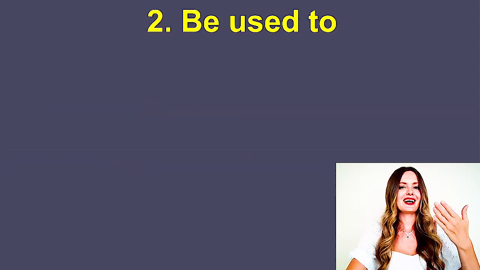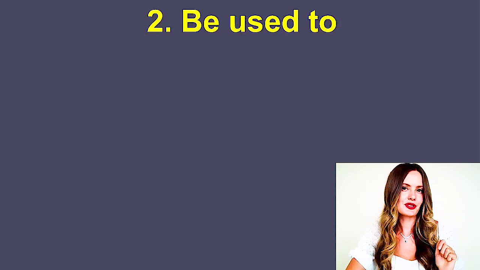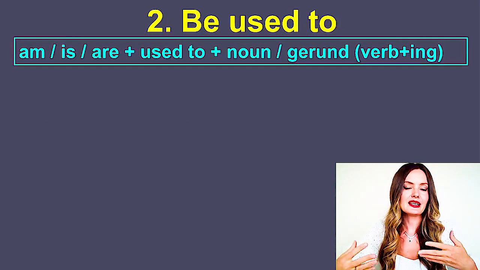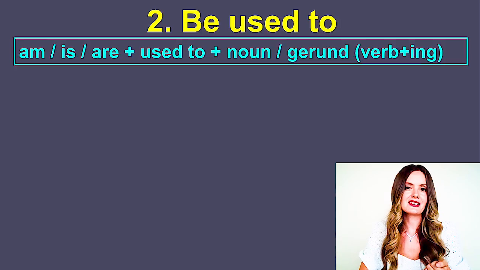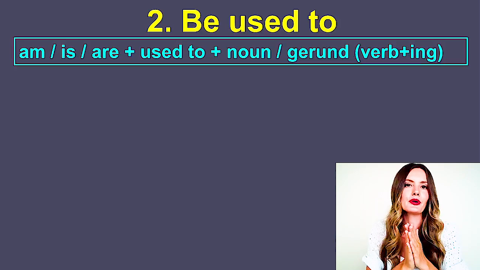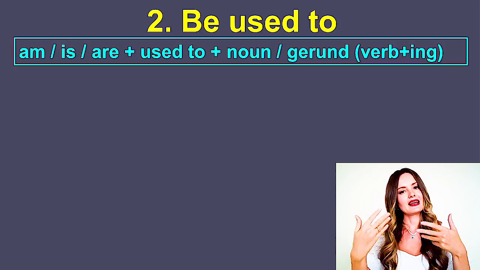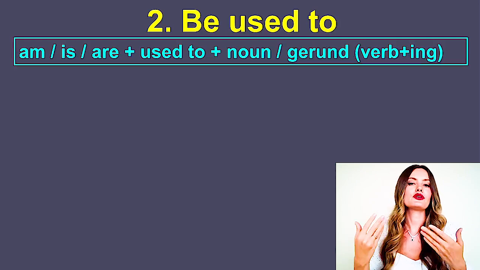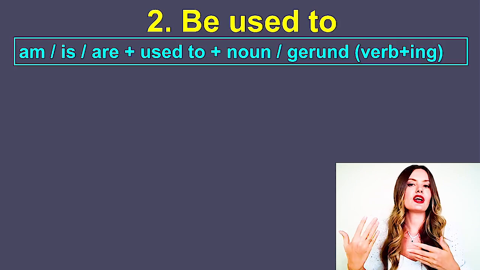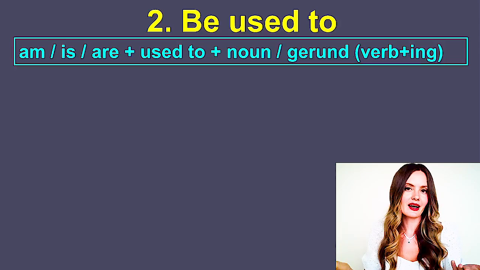Great job! Now let's take a look at be used to. So be used to, specifically the verb to be, has three forms in present tense. Am, is, are. You need to choose one of these depending on your pronoun. Then we have used to. Then we have either a noun or a gerund, which is a verb with ing.